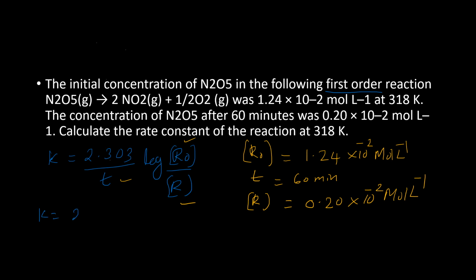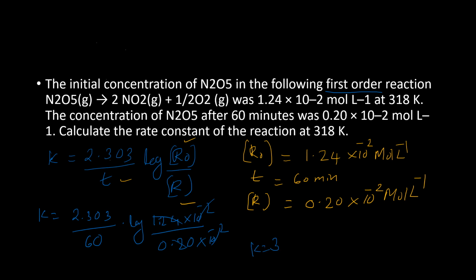So we can substitute. K equal to 2.303 by t. You can convert into seconds or you can do as such, no problem. Log 1.24 into 10 raised to minus 2 divided by 0.20 into 10 raised to minus 2. So you can simply calculate this, and you will get K is equal to 3.04 into 10 raised to minus 2 as the final answer.